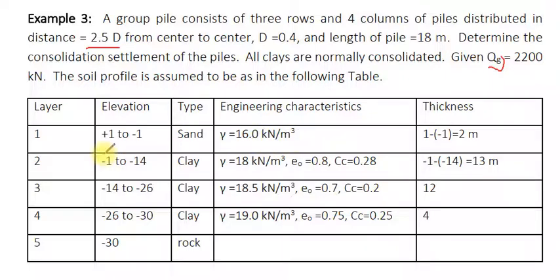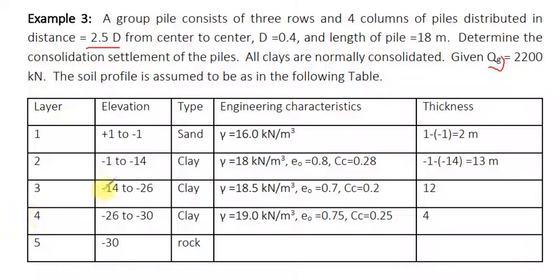meter cubic. The second layer has elevation from -1 to -14. The type of the soil is clay, and the unit weight equals 18 kilonewton per meter cubic. The original void ratio equals 0.8 and the coefficient of compressibility equals 0.28. The thickness of this layer will be 13 meter.